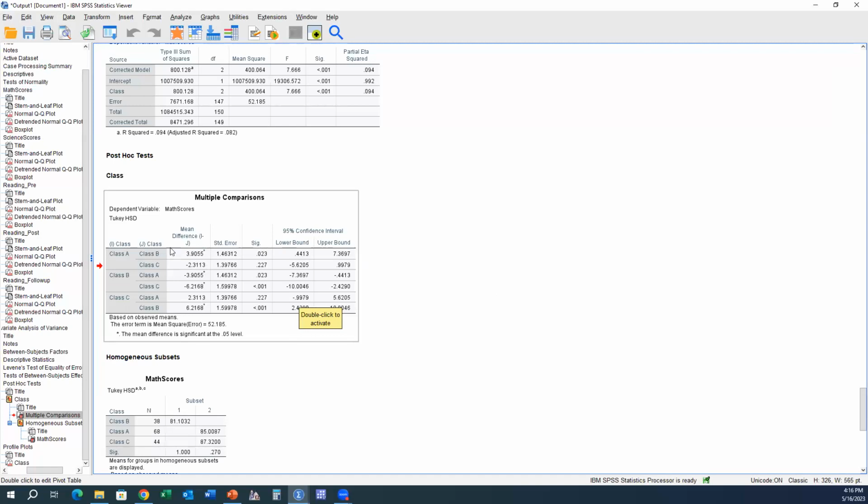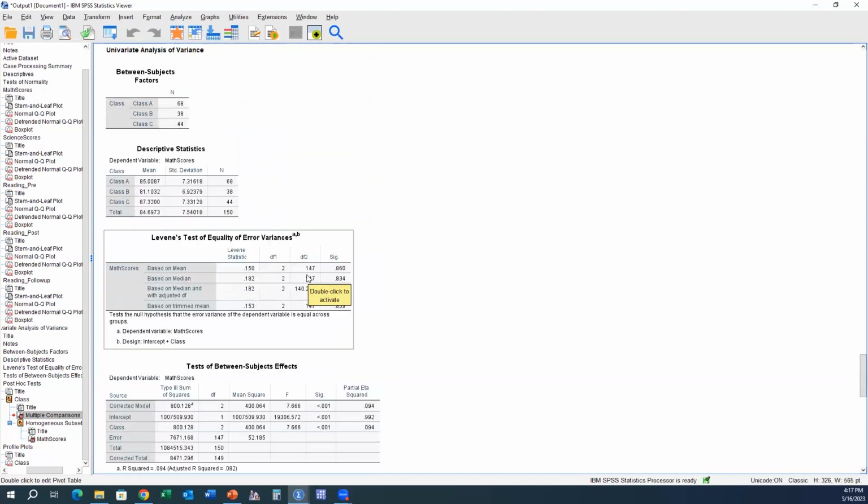All right, so first let's look at class A. Class A in this little box here is being compared to class B, and then class A is compared to class C. Looking at class A to class B, let's go across the row, and we can see that the p-value is significant, 0.023. What it's doing is it's taking math scores for class A and subtracting class B math scores, and that's this value right here. So because it's significant and because this value is positive, it means that class A scored significantly higher than class B on math. And we can verify that. We can see that it's 3.91 units higher. Class A scored about 3 to 4 units higher than class B.